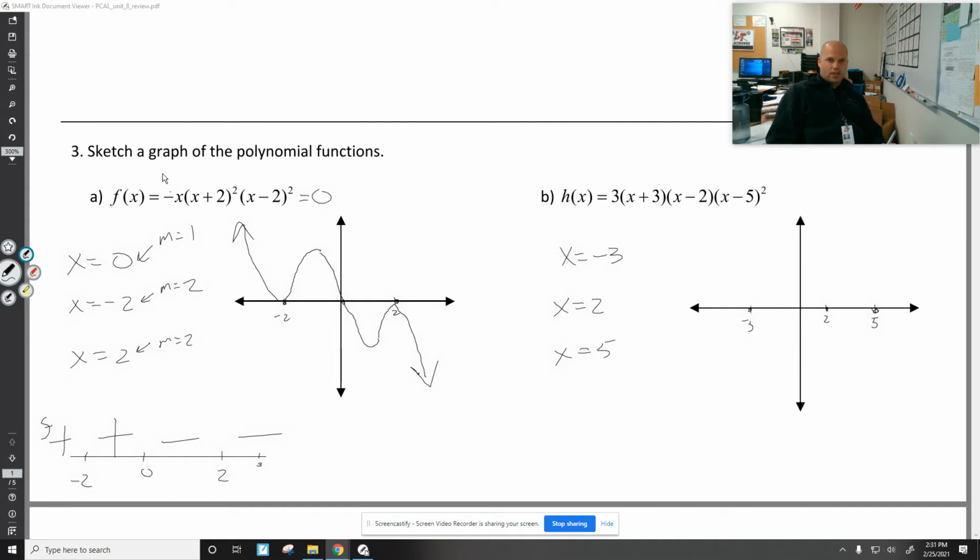Another way you could figure this out is if you thought about distributing everything. So this would be x squared plus and so on, and this is x squared plus and so on.